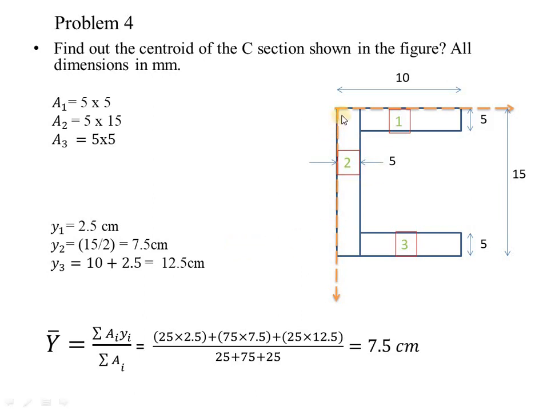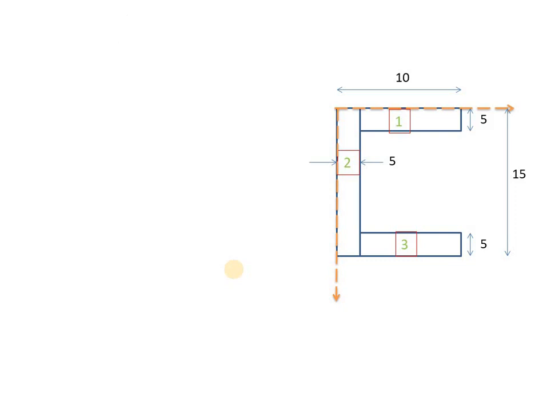Here we are not having any symmetry, so we should also find out the x bar distance. In order to find out the x bar distance, we need the values of x1, x2 and x3. So, what will be the values? x1 is measured from the y-axis. So, this is the y-axis. x1 will be located at the midpoint of this first section, that is 5 by 2. So, the total x1 distance will be 5 plus 5 by 2.